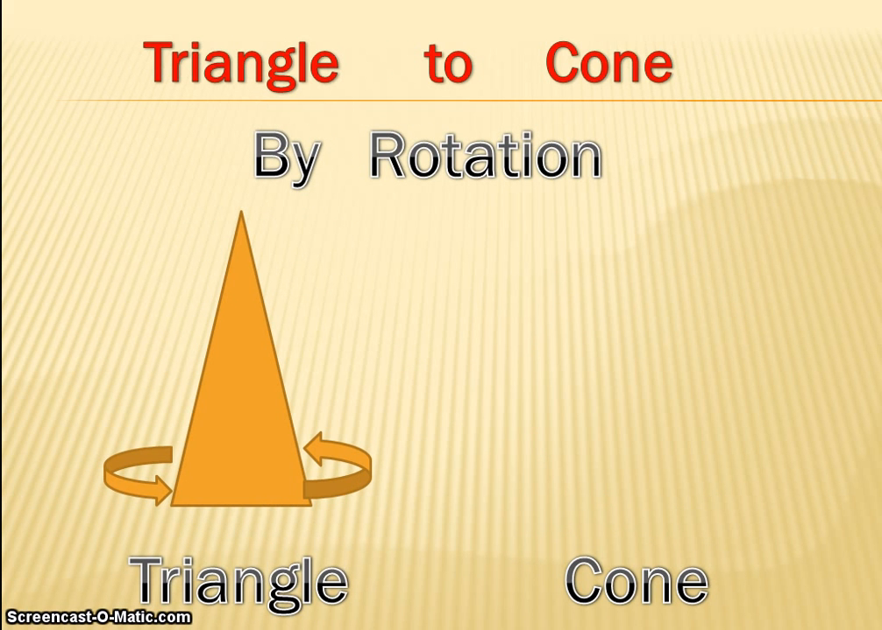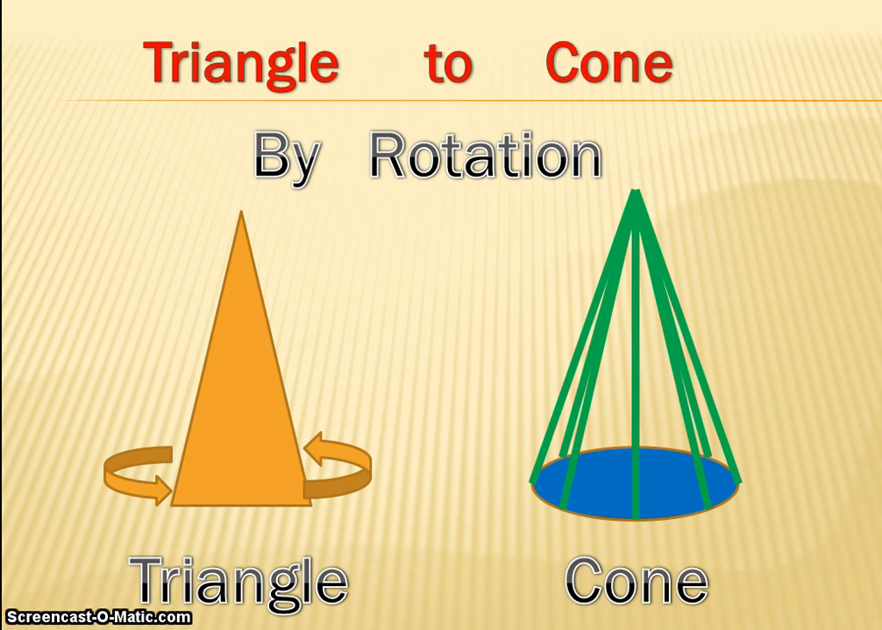Alright, so let's look at a triangle. What can we do with a triangle? By rotating a triangle around and around, much like the circle, you will end up with a cone. Alright, so through rotation we can change a triangle into a cone.